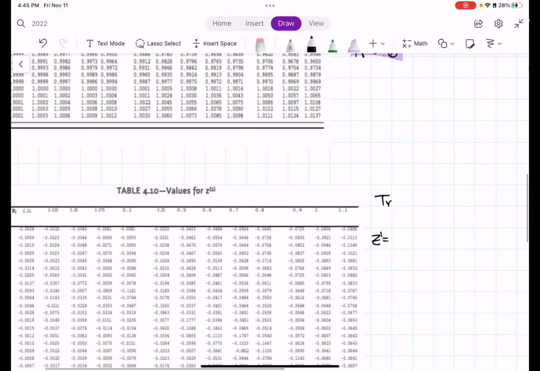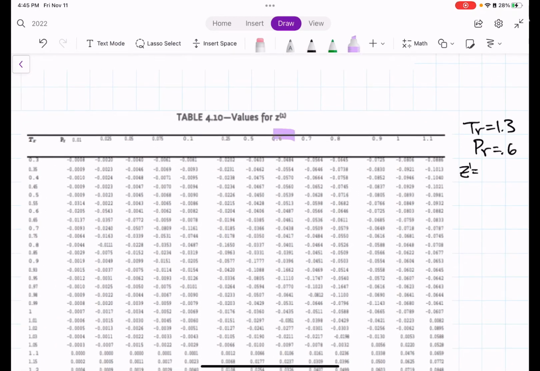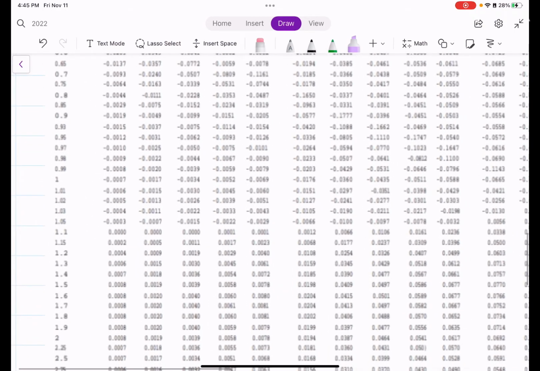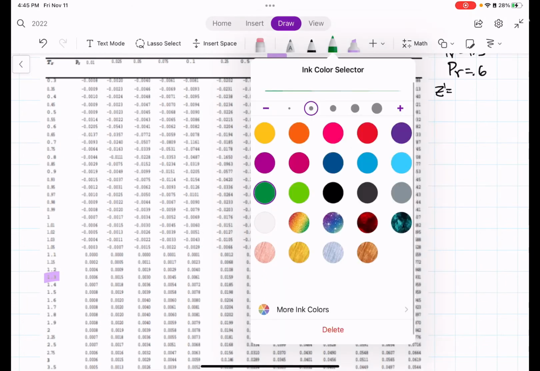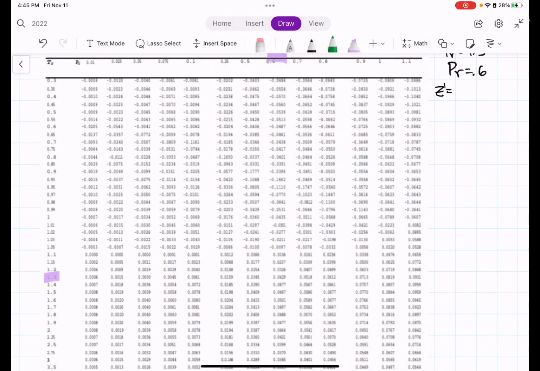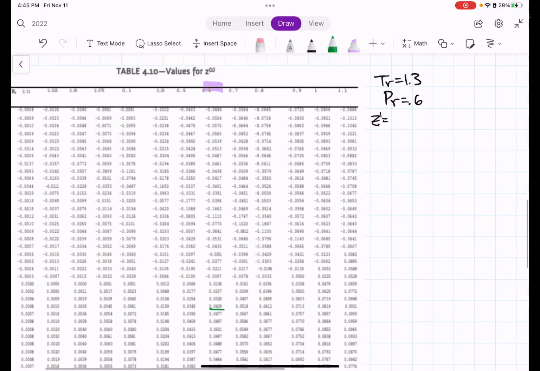And then we do the same exact thing for the Z prime value. The same TR, 1.3, same PR, 0.6. We look for 0.6 on the PR, we look for 1.3 on TR, and then we look for the value that it hits. So my value would be right here, and it's 0.0429. My W, or eccentric value for bromine in my textbook, says that it's 0.132.